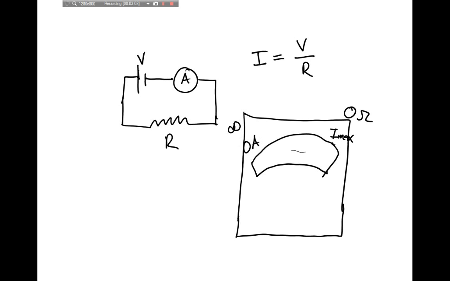And then the tick marks between these two sides for resistance are really nonlinear. Over here they're really far spaced apart, and then they get really bunched up over here. This is because the current is inversely proportional to the resistance instead of directly proportional. So you get this really nonlinear scale.